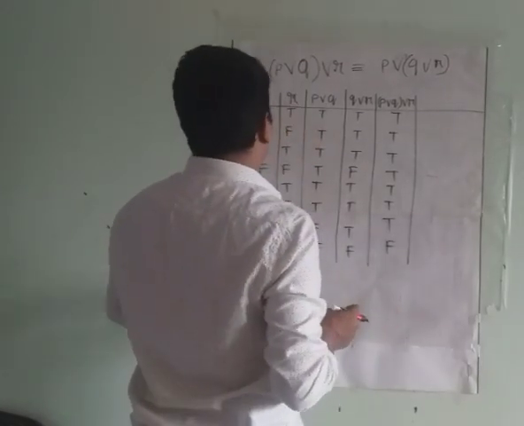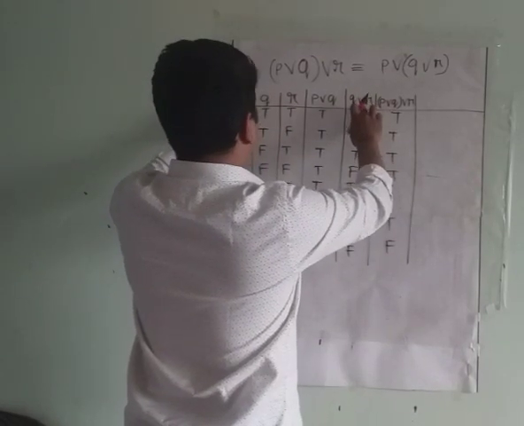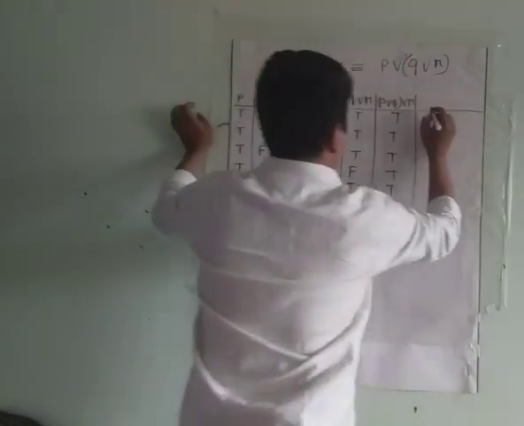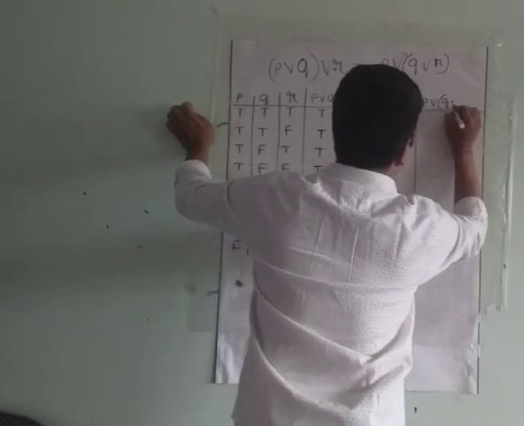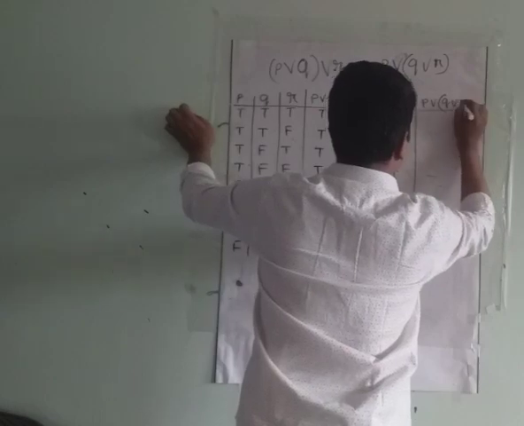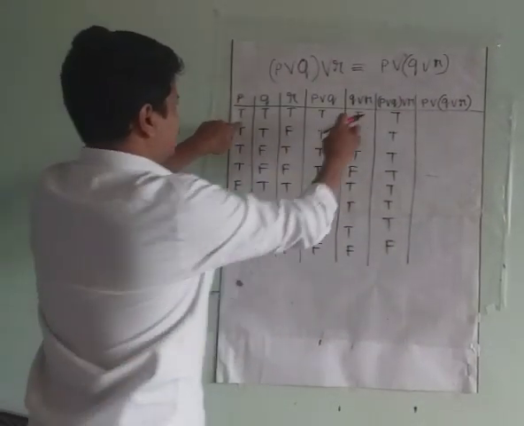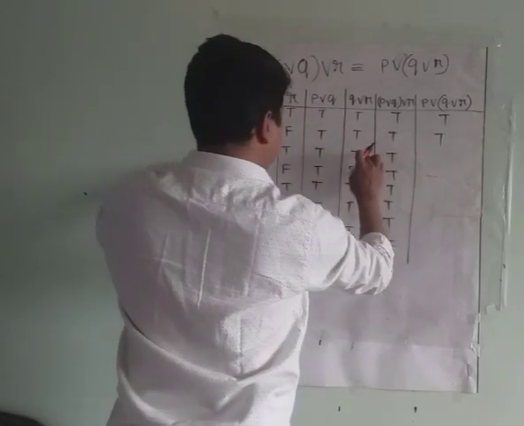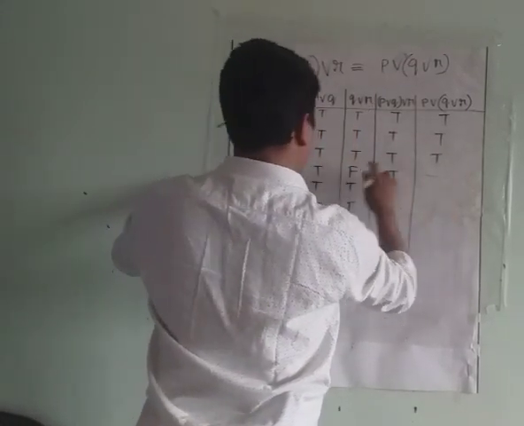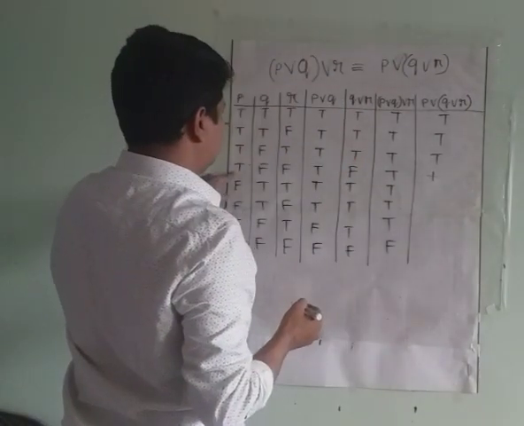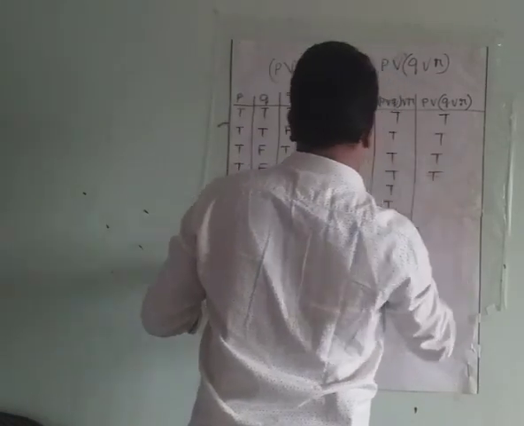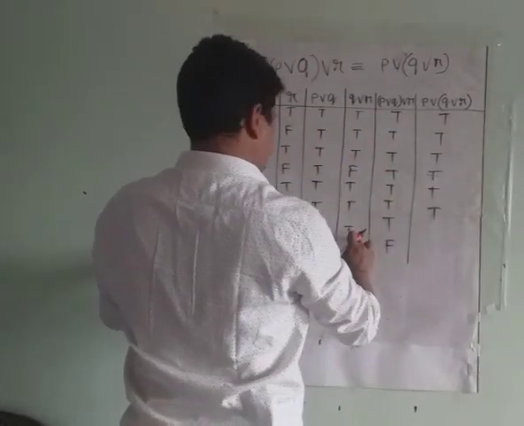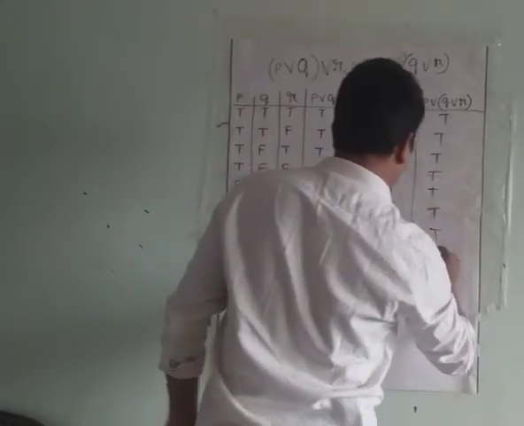Now P and this one: you have to perform disjunction between the first column P and the column Q disjunction R. I need P disjunction Q disjunction R. Having these two, T, T will be T. T, T will be T. T, T will be T. T, F will be T. F, T will be T. F, T will be T. F, T will be T. And F, F will be F.